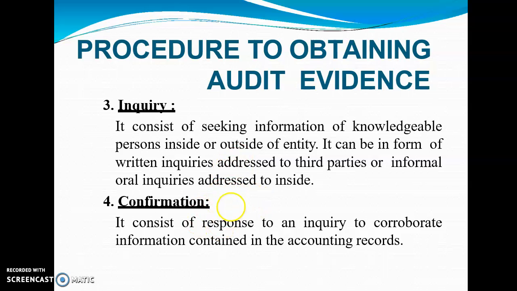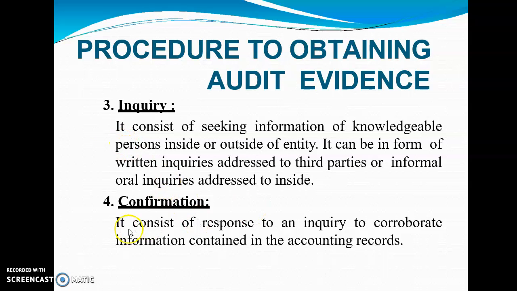For example, why the PPE, let's say the property, plant and equipment, the management is still buying the PPE but the operation has been stopped. For example, the operation of the company has been stopped, but the company is still buying machinery. For what? So you keep making inquiry, yeah?